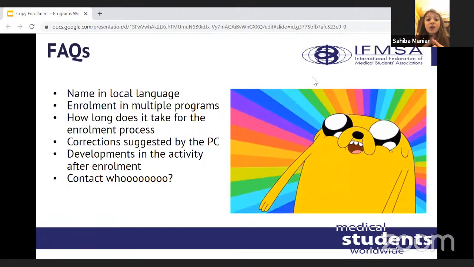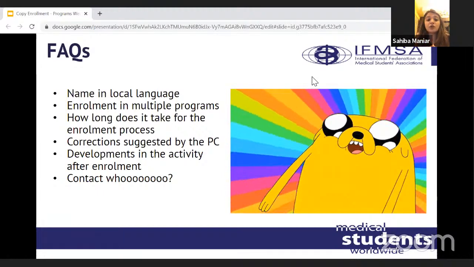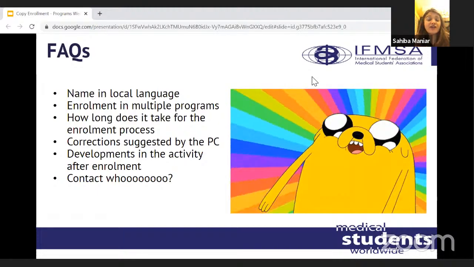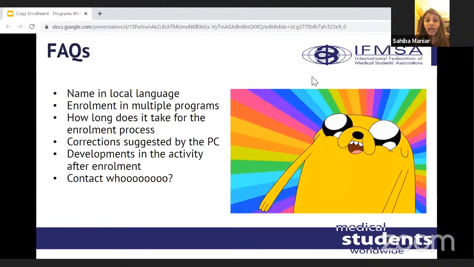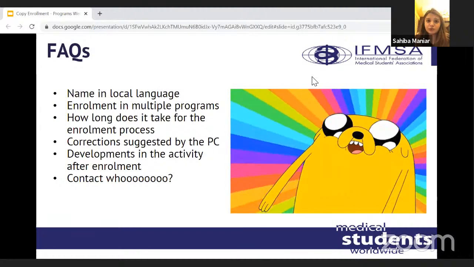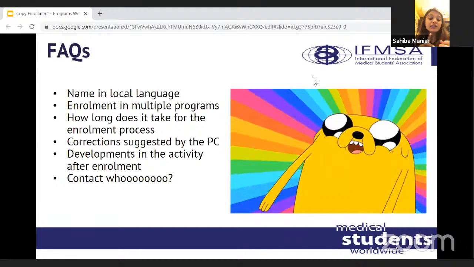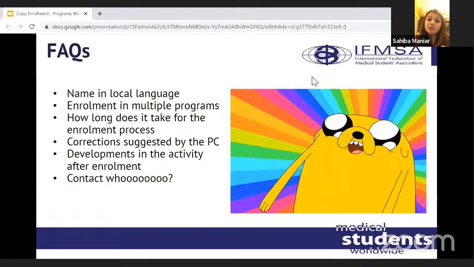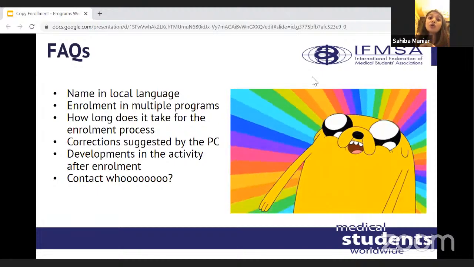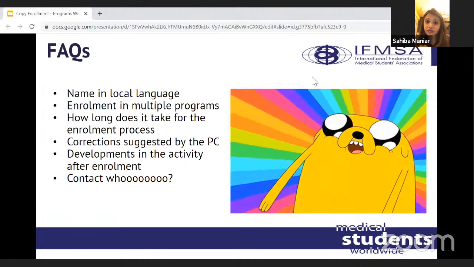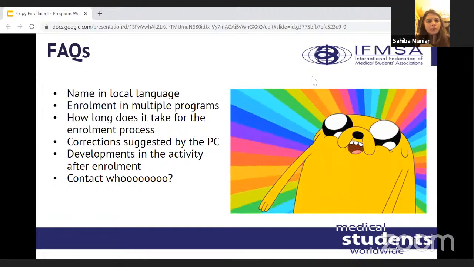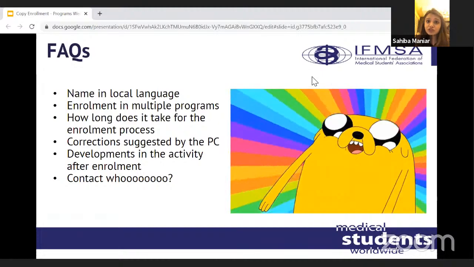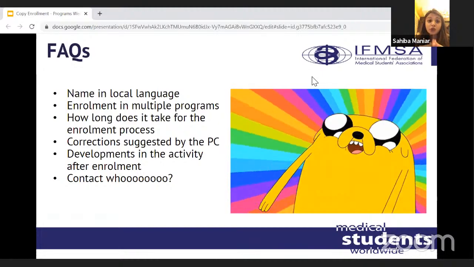Lastly, what do you do after your enrollment is done, and what if you have certain changes in your activity after you have enrolled? It's very simple. In case you have a collaboration, or in case you have external funding, in case you have a change in methodologies, ensure that you're contacting your program coordinator immediately by mail or by WhatsApp. I definitely suggest you contact them by mail. Let them know about the changes in your activity or in your project design.